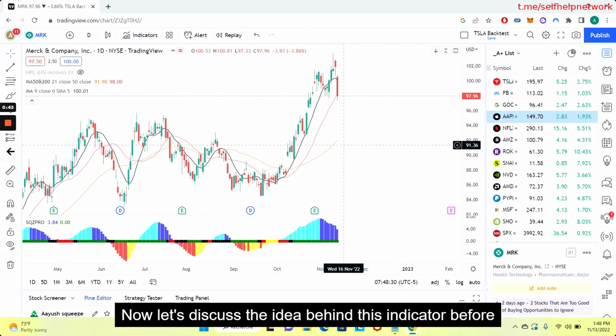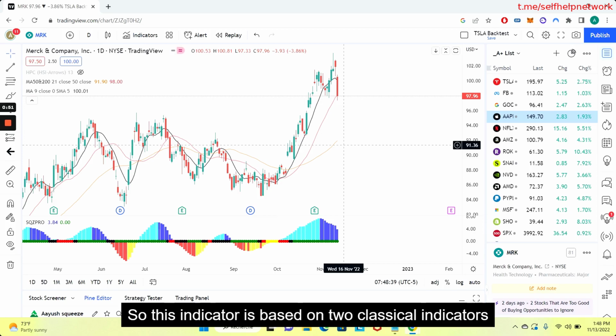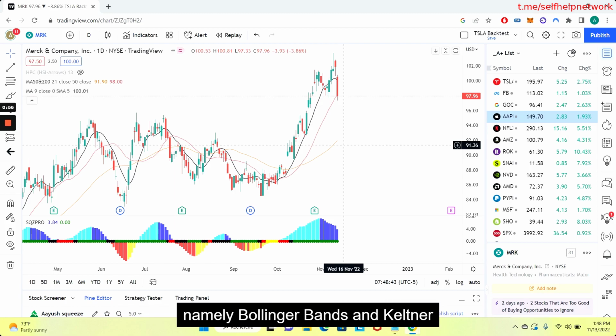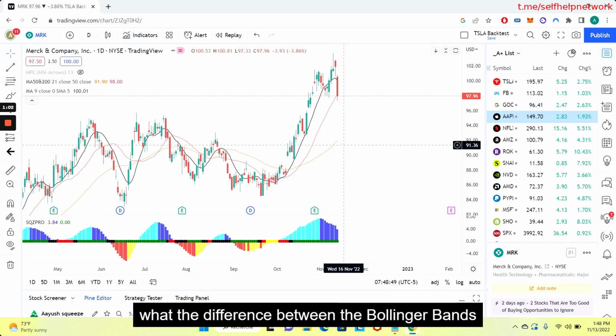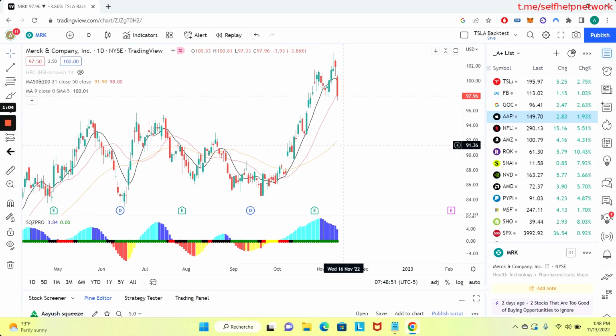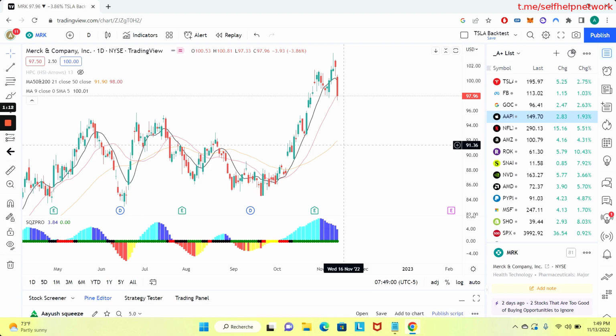Now let's discuss the idea behind this indicator before we delve into how to use it in the markets and what the different settings are. This indicator is based on two classical indicators, namely Bollinger Bands and Keltner channels. They're both volatility indicators. They both measure how volatile the market is, but they do it in a different style.